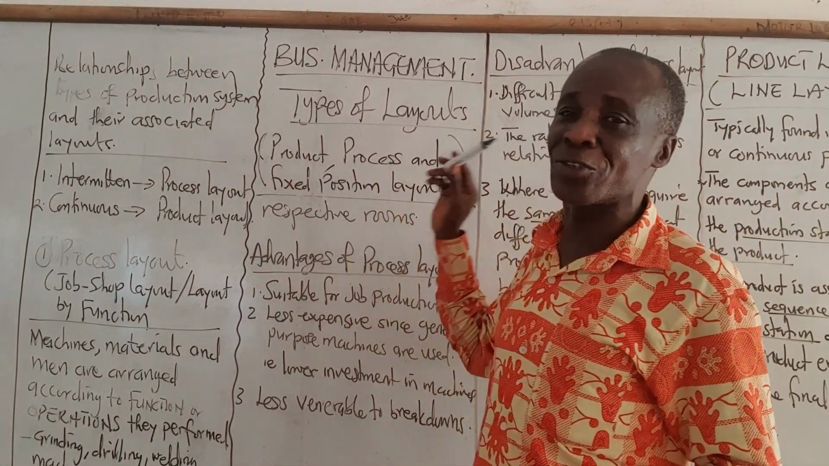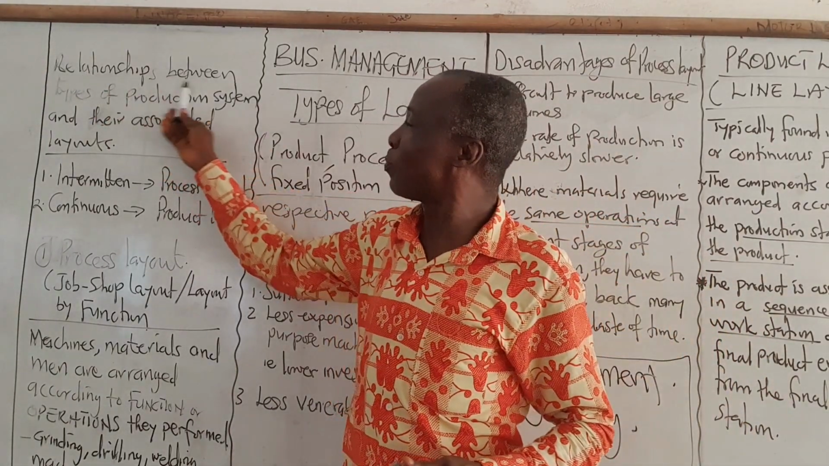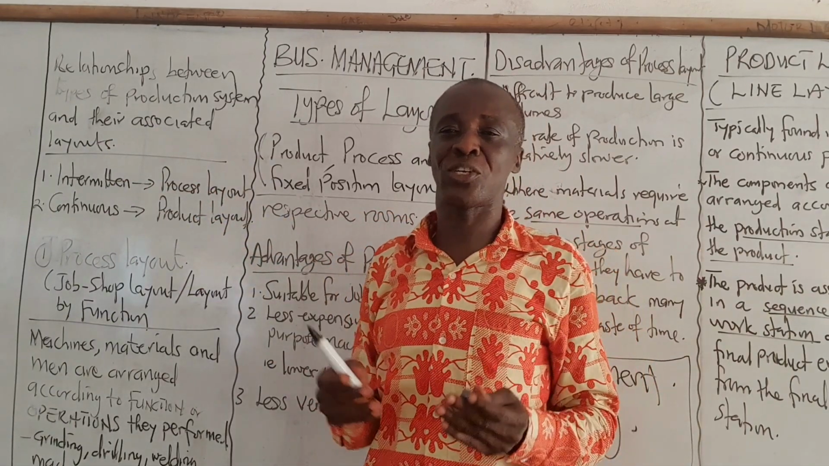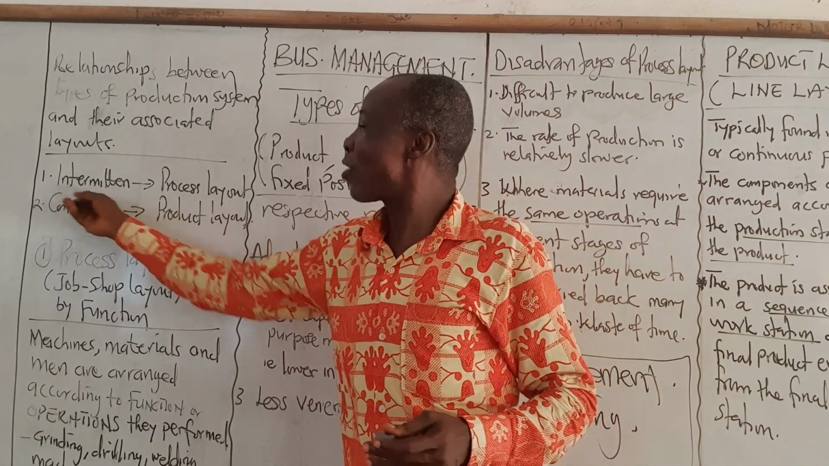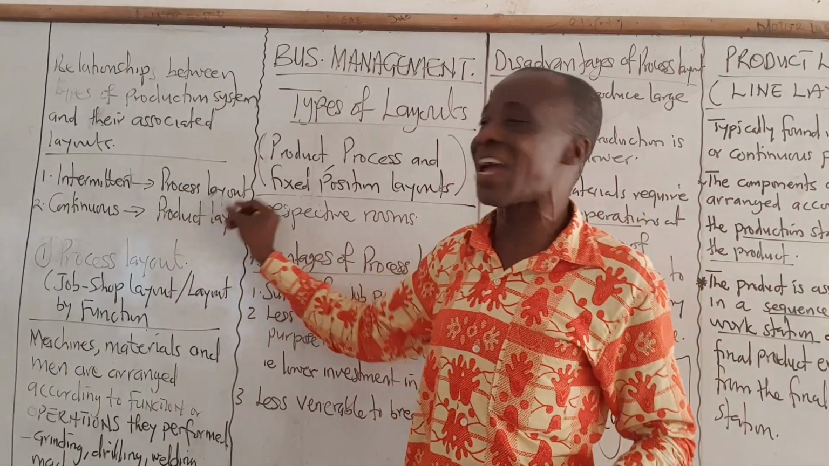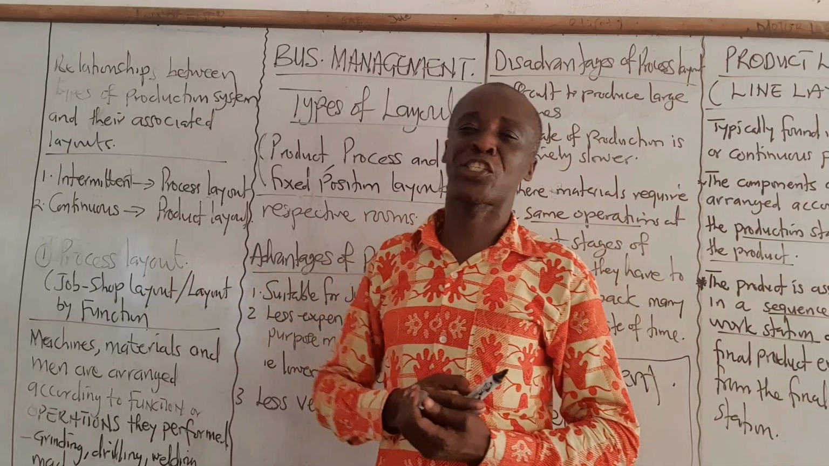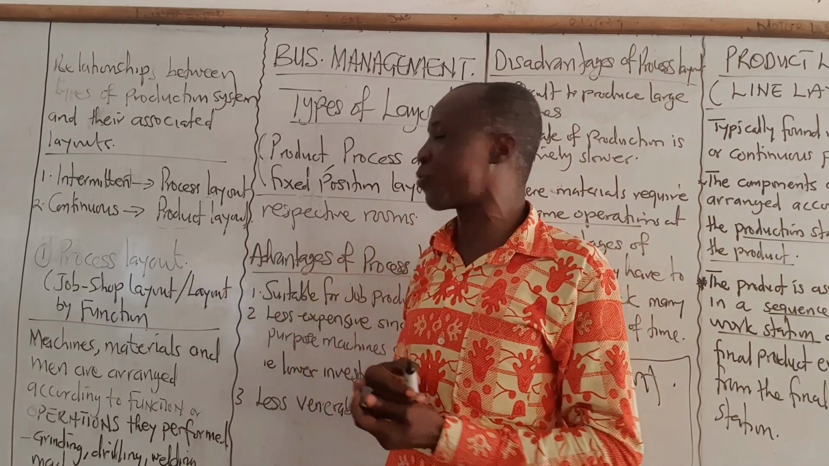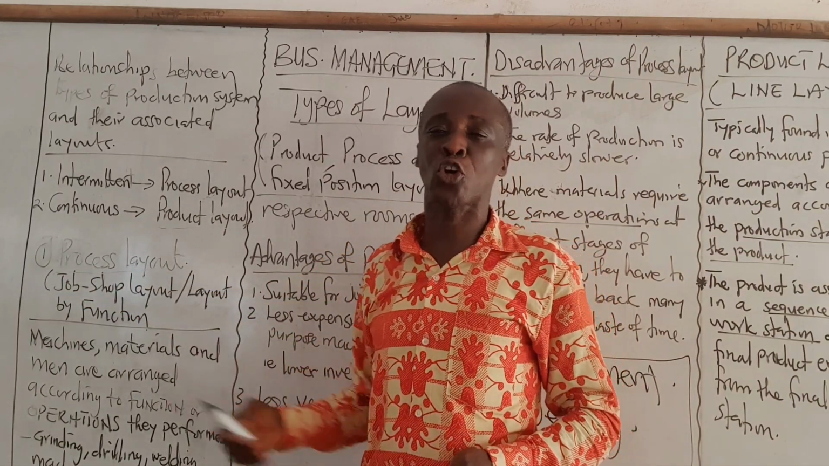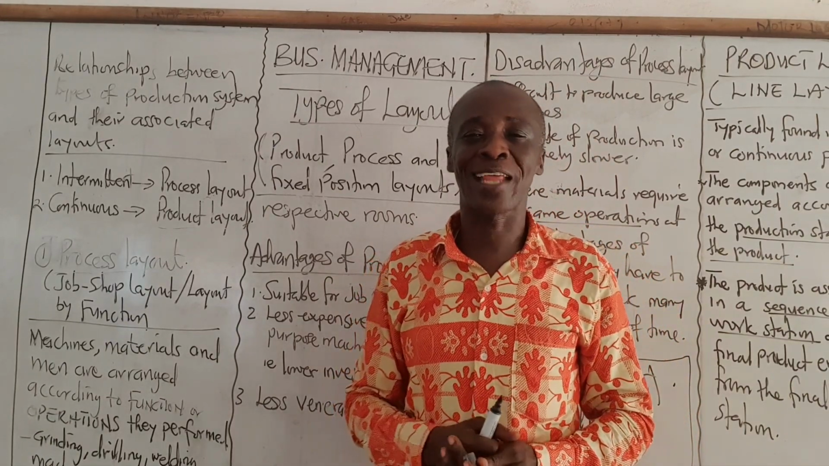So I said types of layout. You have the product layout, you have process layout, you have fixed position layout. Then I said a relationship between types of production system and their associated layout. The relationship is that where you have the intermittent production system, the type of layout you use is the process layout. Where you have the continuous production system, the type of layout you use is the product layout. So you come to the process layout, which is also called job shop layout. You know, we have done job production.